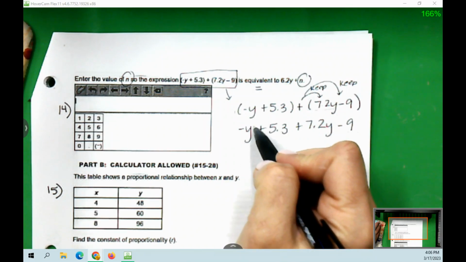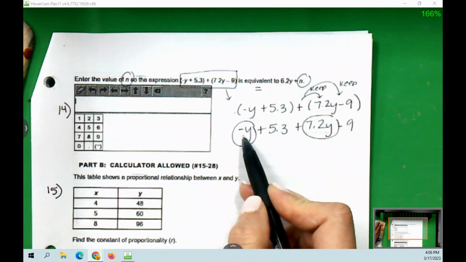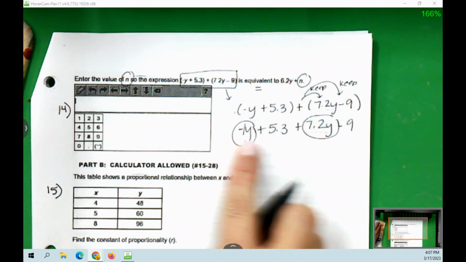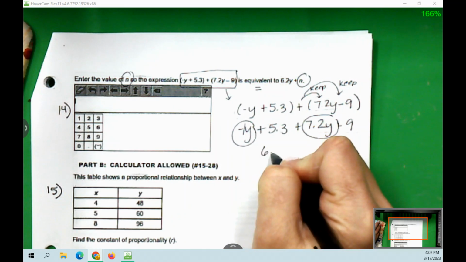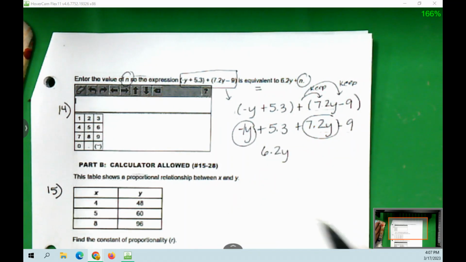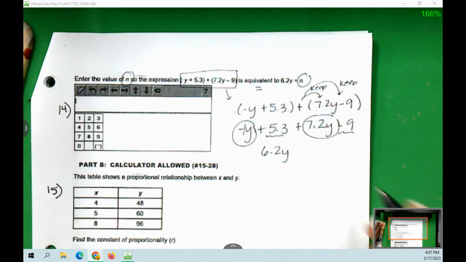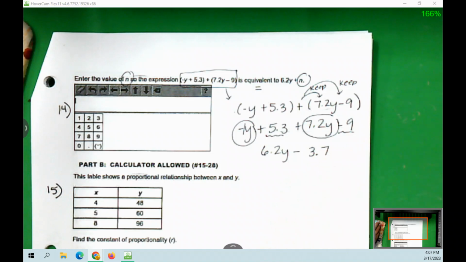Okay, combining like terms, we're going to combine our y's. We have minus y or opposite y. We can also think of that as a negative 1 plus positive 7.2 works out to be 6.2y. And then we have 5.3 minus 9, and that is negative 3.7.